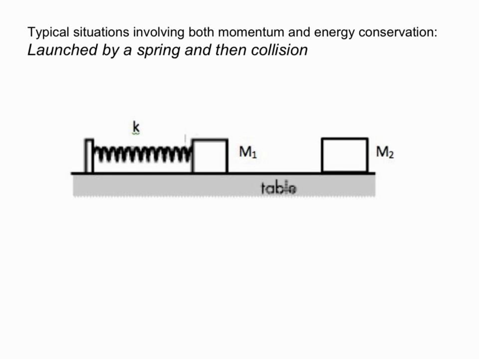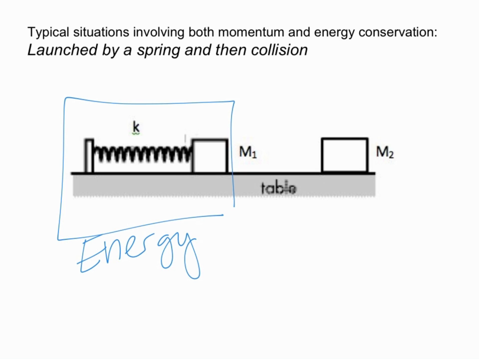Here's a situation where maybe block M1 is pushed against a spring, and then it is released, and it later collides into block M2. So here would be a case where we would begin with energy conservation. Okay, again, why I'm thinking that is there's only one mass that's involved, and there's a spring involved. A spring is usually going to have something to do with energy rather than momentum.